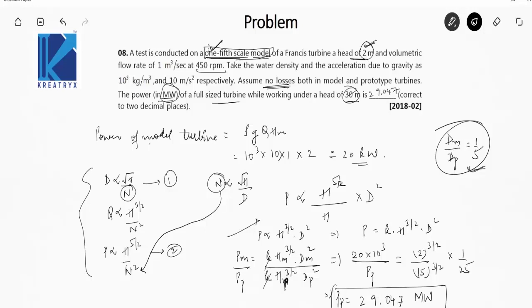Always use these three equations to solve these types of questions. Here in this question we have used equations 1 and 2 to get to our desired result. Maybe in some other question we can use equations 1 and 3 to get to our desired result. It depends on the data which has been given in the question. So thank you.